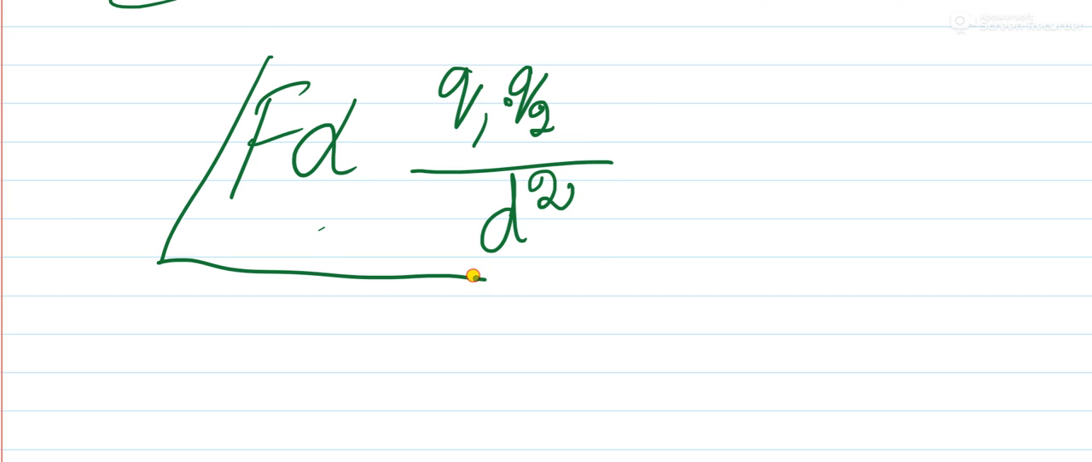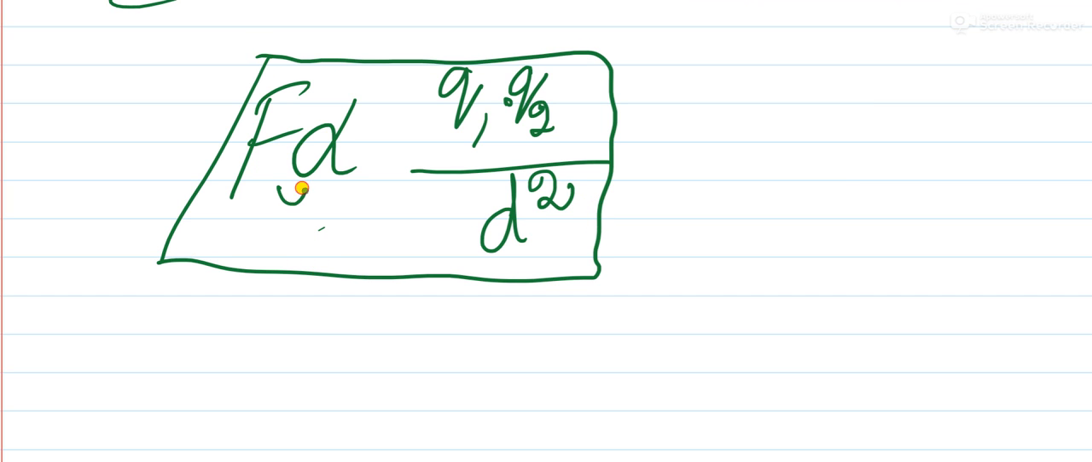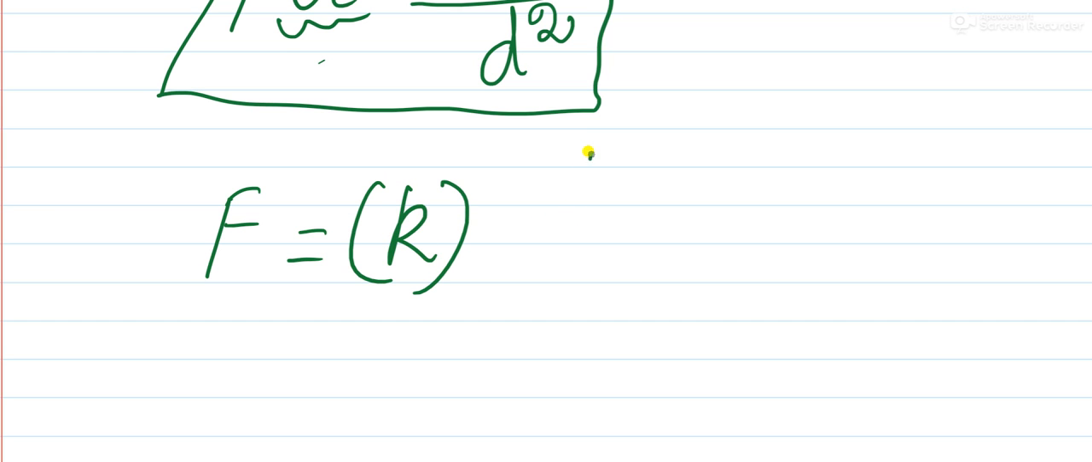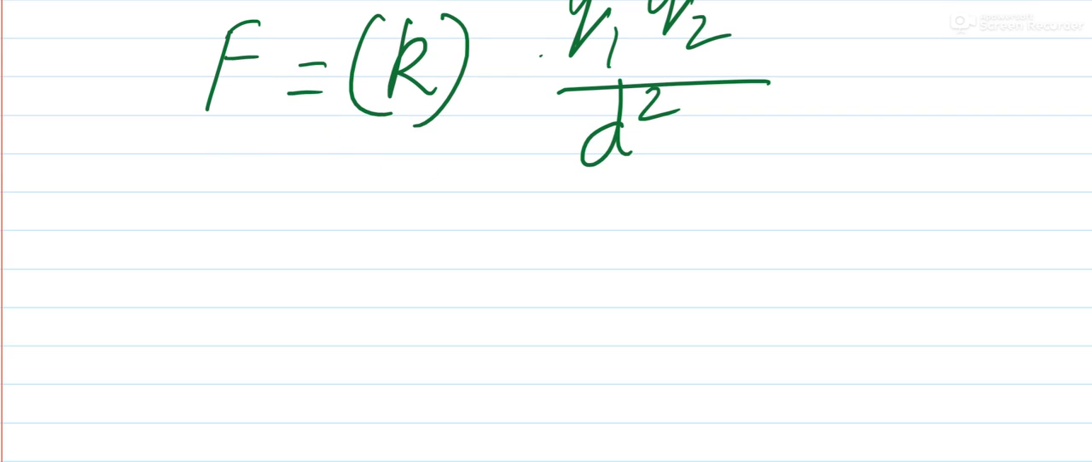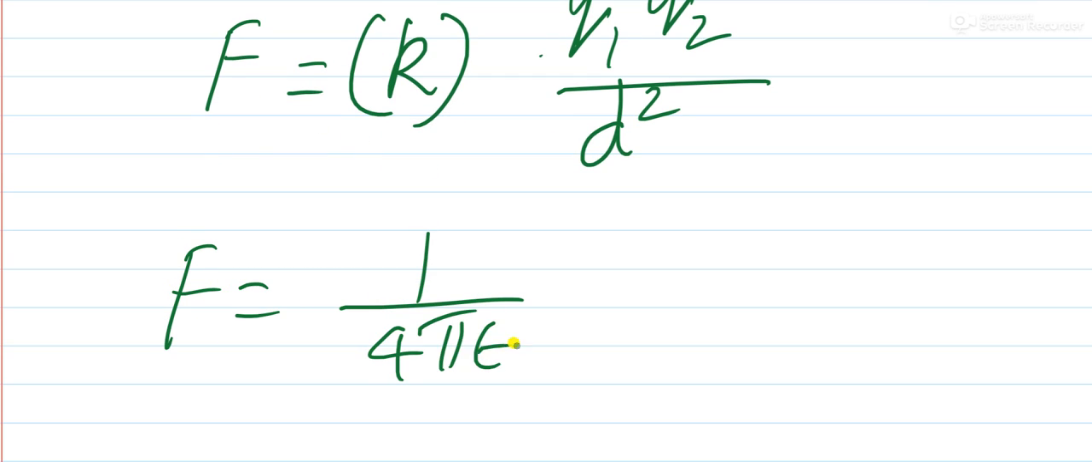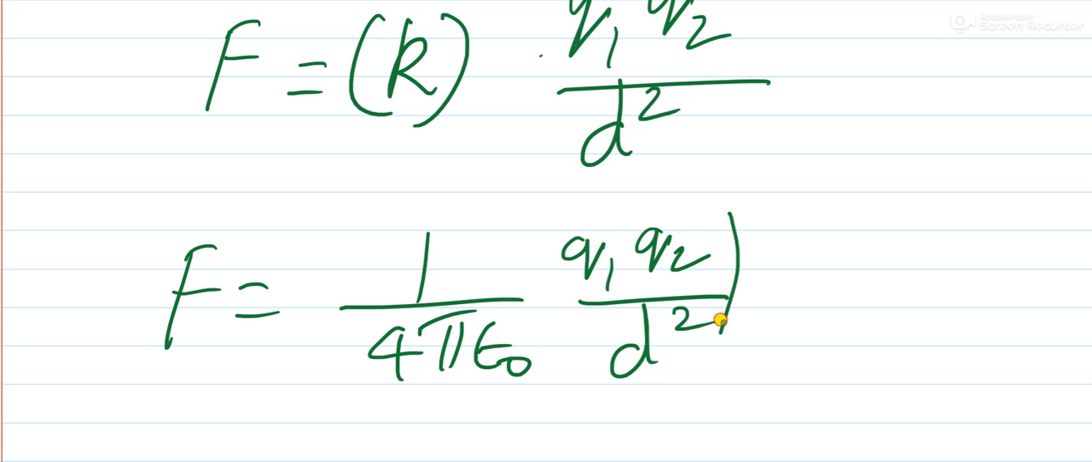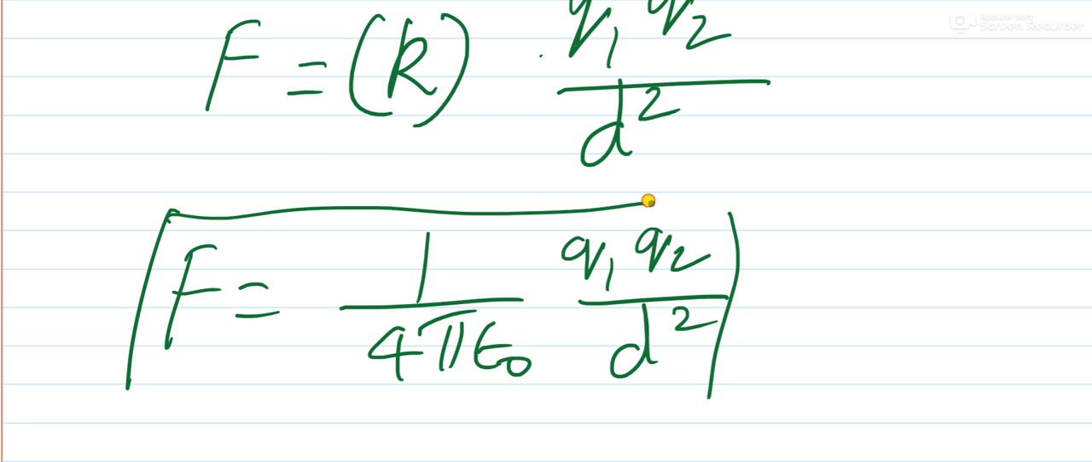To remove the proportionality, you should include a constant. It's going to be k, or whatever constant you like. With this k, F is k times q1 q2 divided by d square. Sometimes it can be r square also. k is a constant value. So F is equal to 1 divided by 4 pi epsilon naught, q1 q2 divided by d square. This is what we can write as the final form of Coulomb's law.